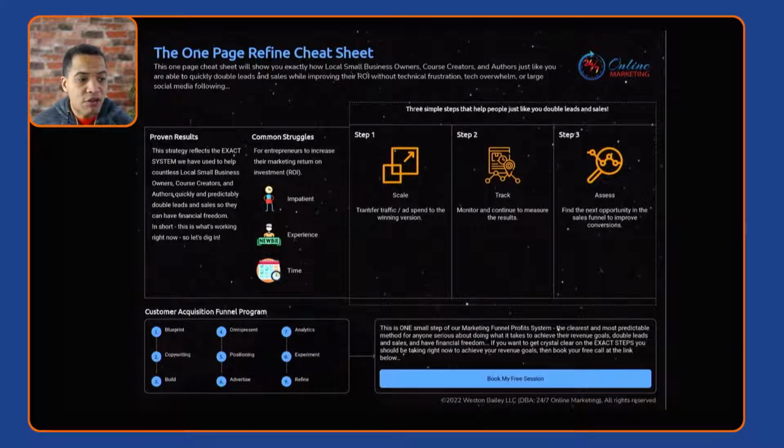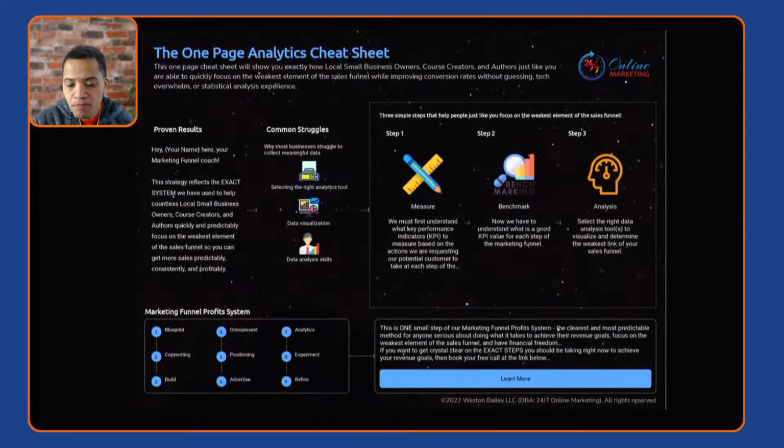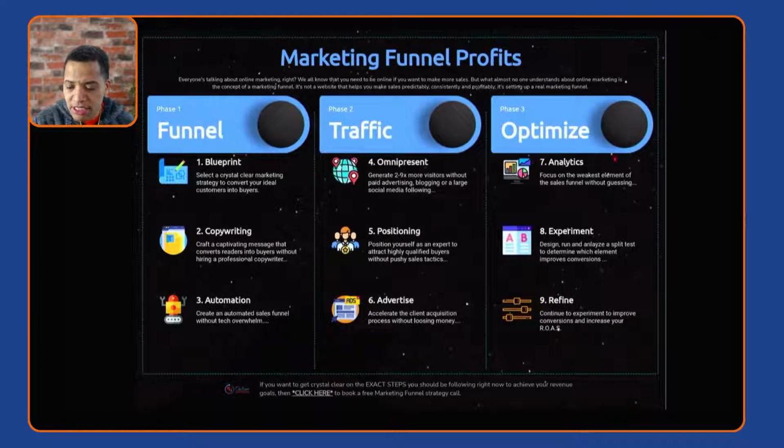Okay. So those are the areas, guys. Those are the areas of refine, and that's it. That is literally all we have to do in the optimization stage.